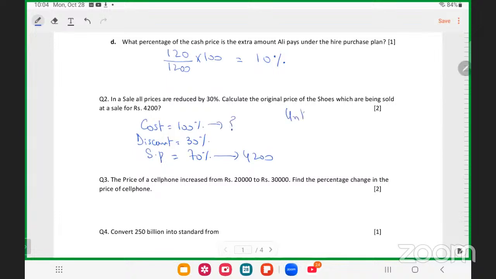So we will apply the formula unknown percent over known percent into known value. Unknown percent is the percentage whose value is to be found. Known percent is the percentage whose value we know. 7 6 is 42. So this is 6000 rupees. I hope this makes sense and I hope this is clear.